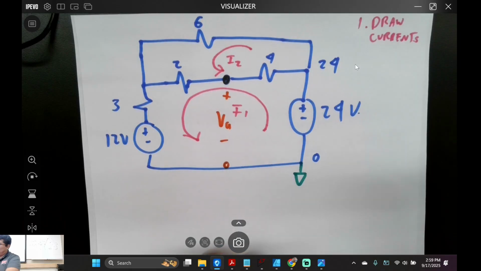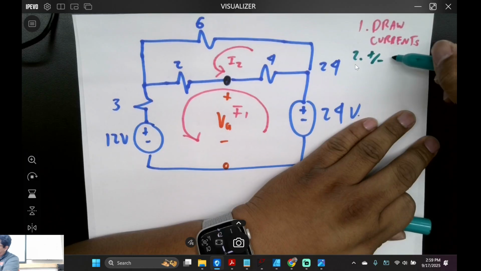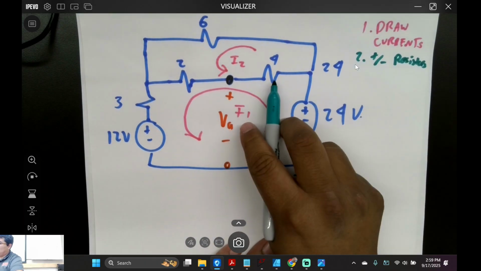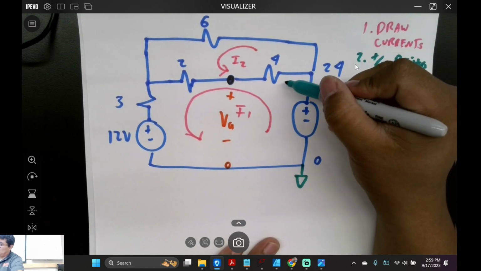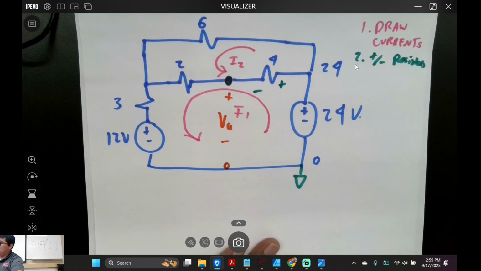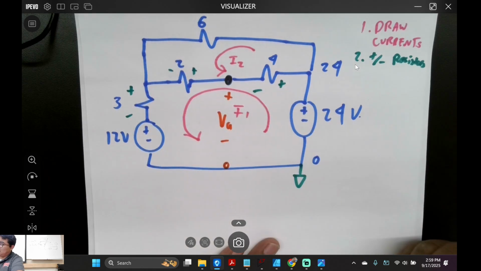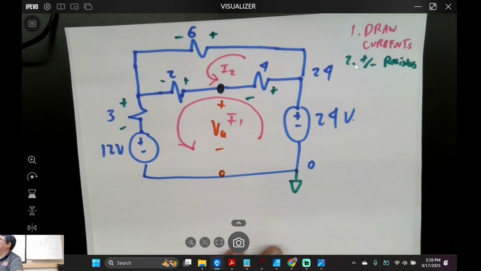Step 2. Plus, minus on resistors. Is that good? So I'm going to follow this, and I'm going to be defining this resistor based on this I1. Plus, minus. Is that good? Plus, minus, right? Plus, minus. And then this one I'm just going to do plus, minus. Is that good with everybody?